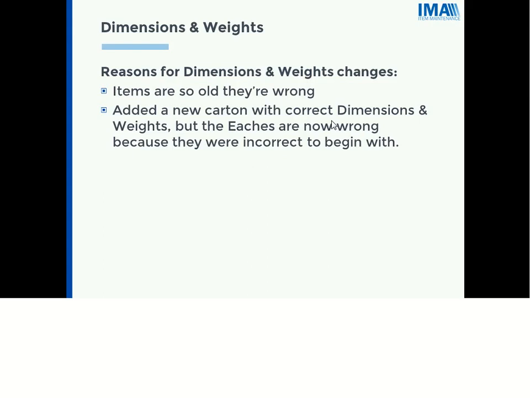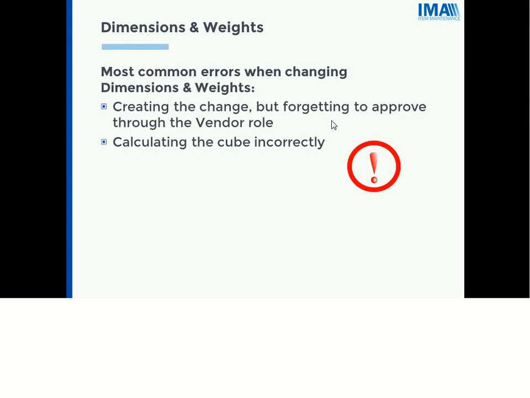So if you have really old items you work with, it's very possible that they were wrong to begin with, but the system didn't have the error check in place. So the most common error when changing dimensions and weights is, again, creating the change but forgetting to approve it. That goes with most change requests. Or calculating the cube incorrectly.